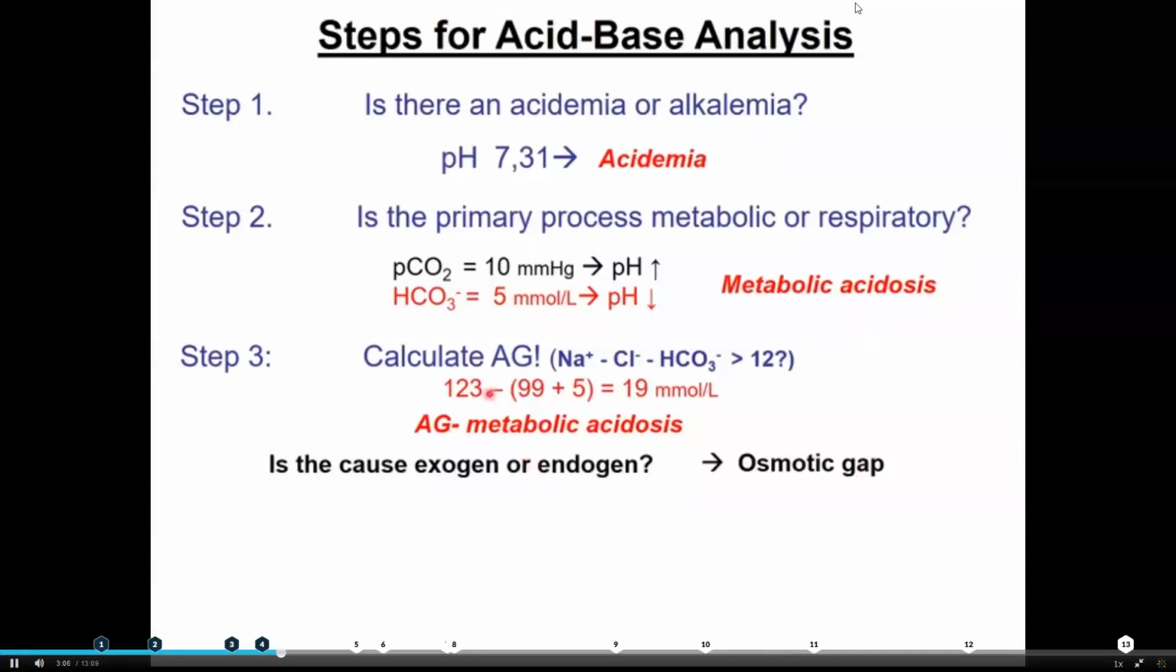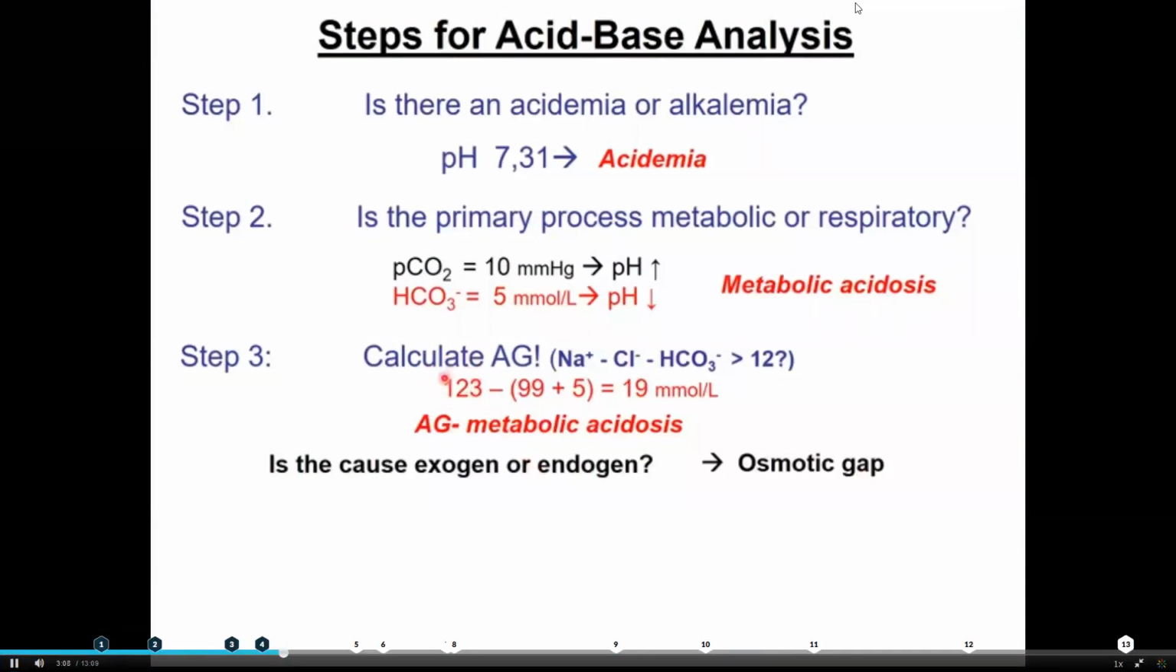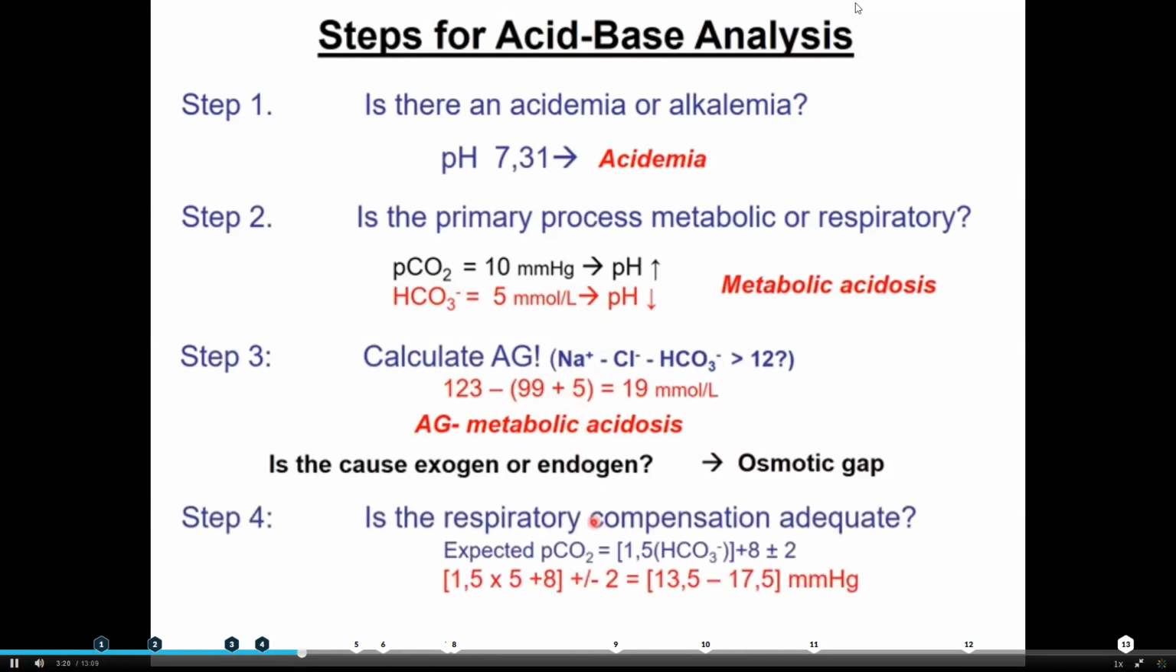Okay, Sabine, are you here? You have to take twice the serum sodium concentration, and you have to subtract glucose and the urea. In our case, the urea is not given, so you cannot calculate the osmotic gap. The next one, take the mouse. We have to see whether this respiratory compensation is adequate or not.